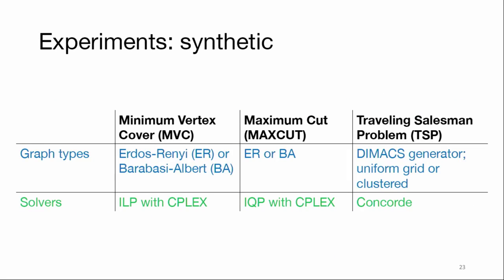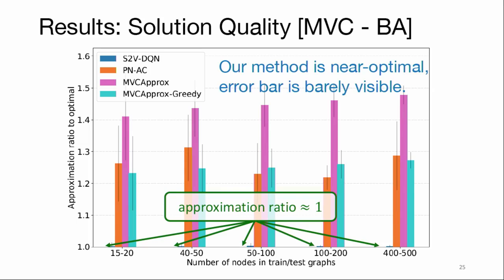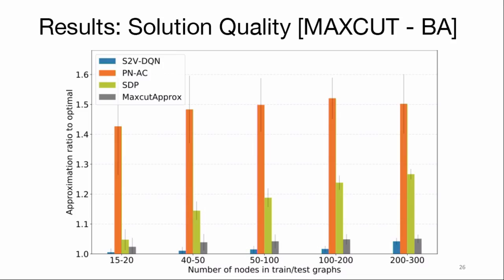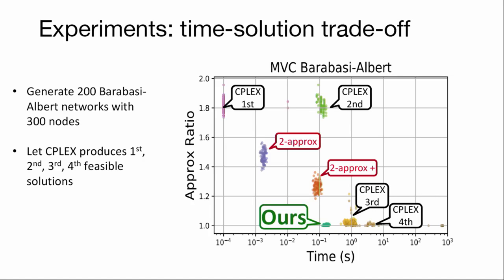In our experiment, we first did some experiments on synthetic data, where we focus on random graphs. And we compare with some approximation algorithms, heuristics, and also the pointer network with actor-critic. And we can see in the minimum vertex cover, our performance is near optimal, where the error bar is barely visible. And there are more results on max cut and the traveling salesman problem. We also show that this achieves a better time-solution trade-off. For example, CPLEX requires longer to achieve the same solution than ours.